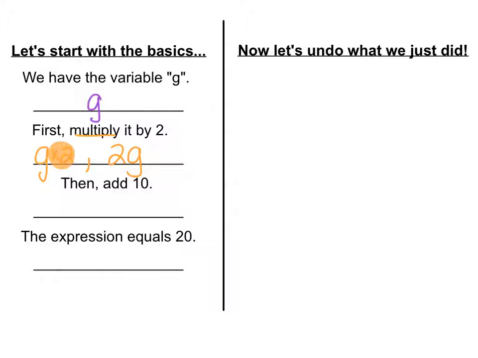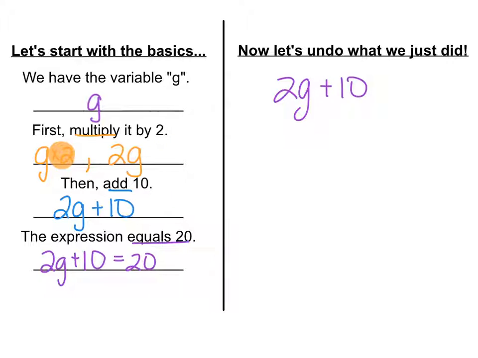Our next one tells us to add 10 to our 2g. So I have 2g, and I'm going to plus 10. And then last but not least, our expression from above is going to equal 20. So we're going to take 2g plus 10, and we're going to set it equal to 20. Right there we have our equation. So let's start with that on the other side. 2g plus 10 equals 20. And what I want to do is I'm going to solve.